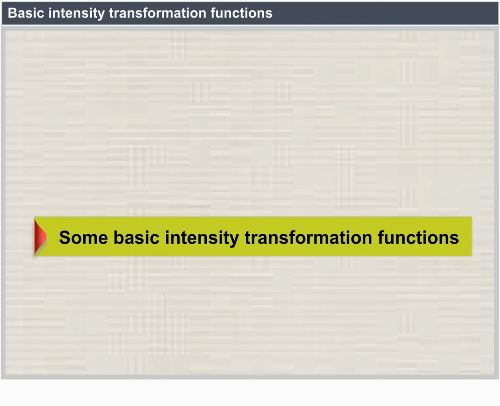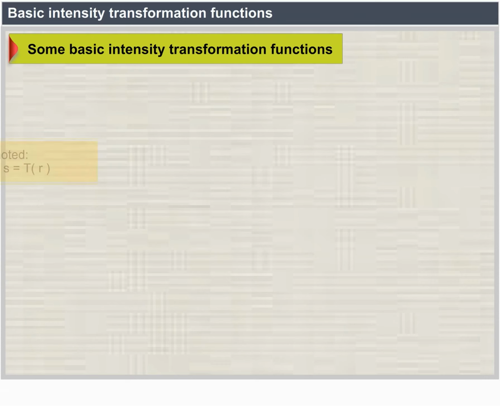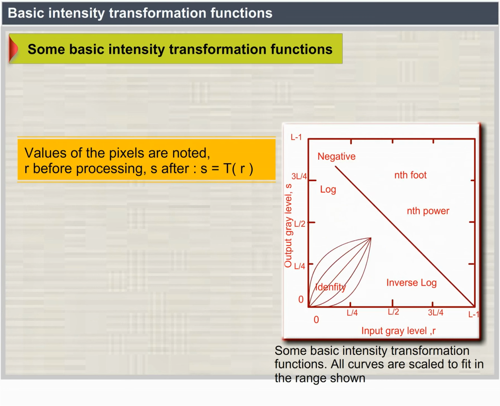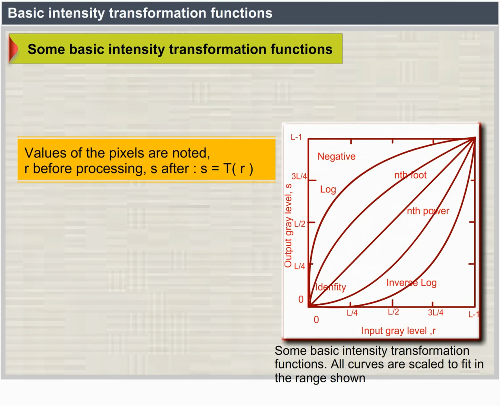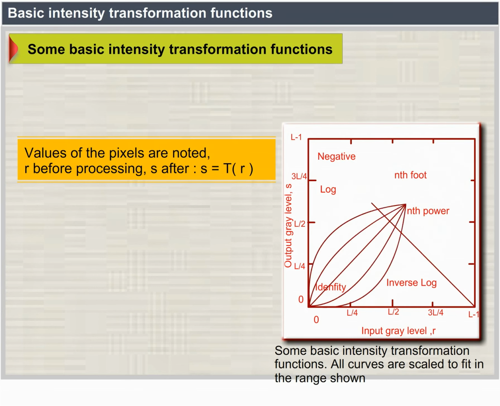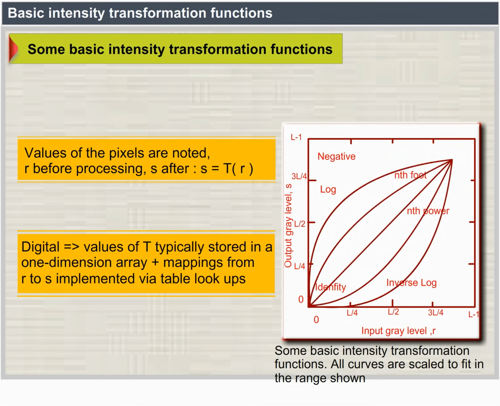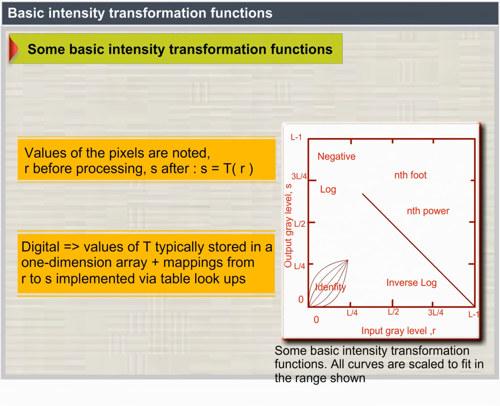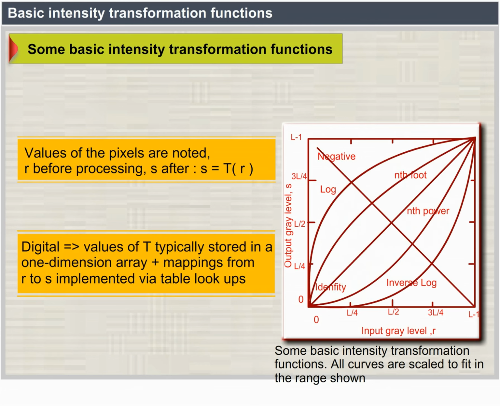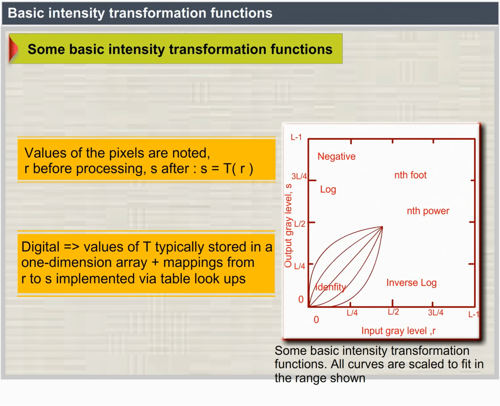Some basic intensity transformation functions. Values of the pixels will be noted: R before processing, S after. S equals T of R. Digital values of T are typically stored in a one-dimensional array, with mappings from R to S implemented via table lookups.